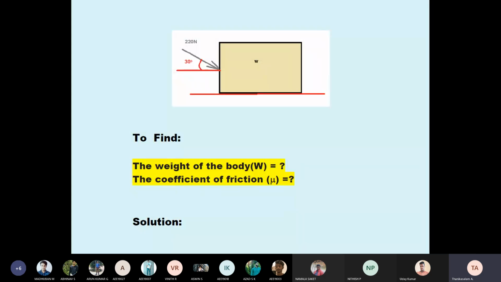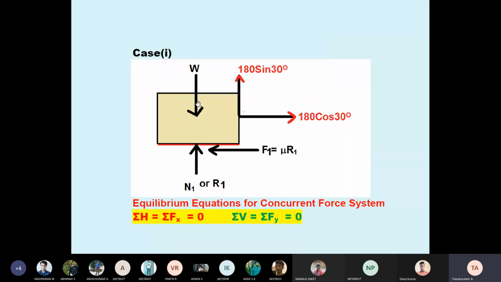First, I am taking case one, the pulling case. The force 180 is inclined in the first quadrant, so 180 cos 30 and 180 sin 30. Weight acts perpendicular downward. Because the pulling force is 180, friction is different in each case. I take the normal reaction as R1. Why is the normal reaction upward? As per Newton's law, every action has an equal and opposite reaction. Here 180 cos 30 on the right side is the moving force, therefore friction is on the left side. So F equals mu into R.